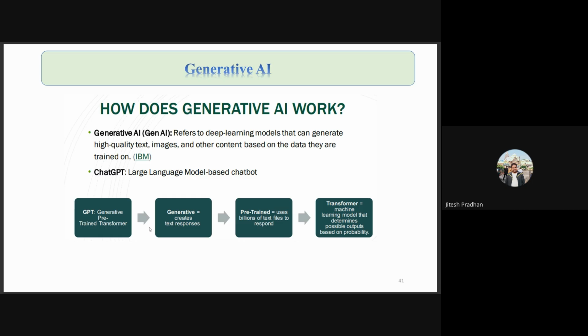Whatever input you give to your GPT model, it will tokenize it and try to identify the keywords. Based on the keywords, it uses billions of text files to respond. The pre-trained model we are using has been trained on billions of pieces of text information. Based on some patterns and the keywords extracted from your input, it will try to write the output, based on the transformer model.